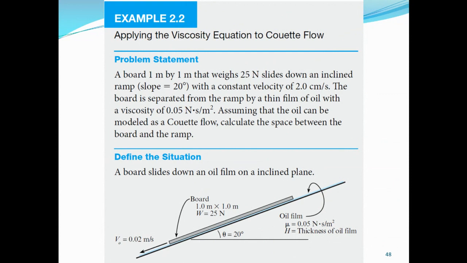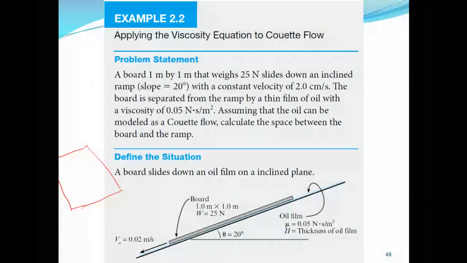You have a board which is 1 meter by 1 meter. It weighs 25 Newton. This is the front view, and this is the board. It is placed on the ramp. So it slides down an inclined ramp at 20 degrees, this is the angle, with a constant velocity of 20 centimeter per second.